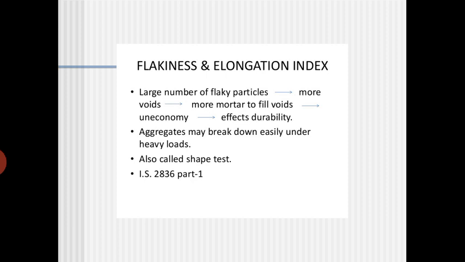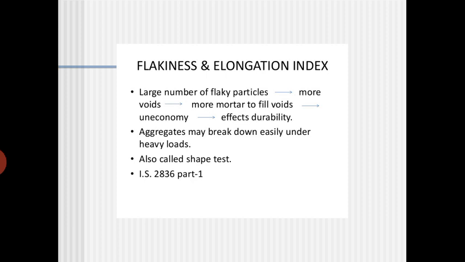Normally, if you take a number of flaky particles, it creates a lot of voids, and if a lot of voids are there, then it requires more mortar or more cement concrete mix to fill them, because more voids will be there. More voids means more concrete is required, more cement is required, more mortar is required, and it is not economical also. Then it affects the durability aspects of the concrete. So therefore it is better to find out the flakiness and elongation index of the aggregate.